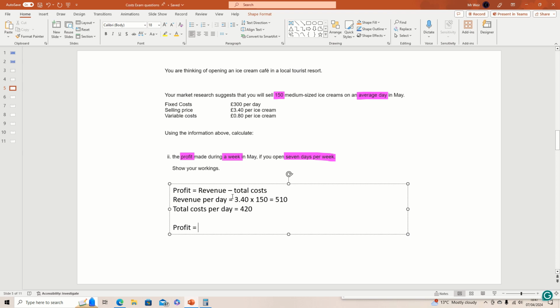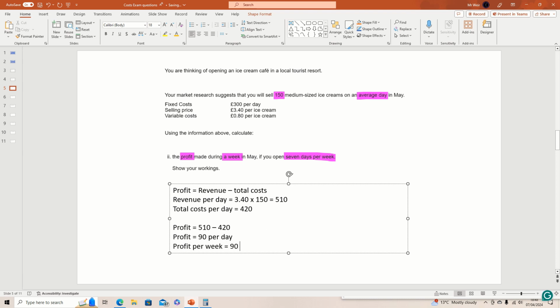So to work out your profit, if it's revenue minus costs, it's 510 minus 420. Now we don't really need a calculator for that because we're working with small numbers. So we now know that it's going to be £90 profit per day. This question is asking for 7 days per week. So we need to work it out per week.